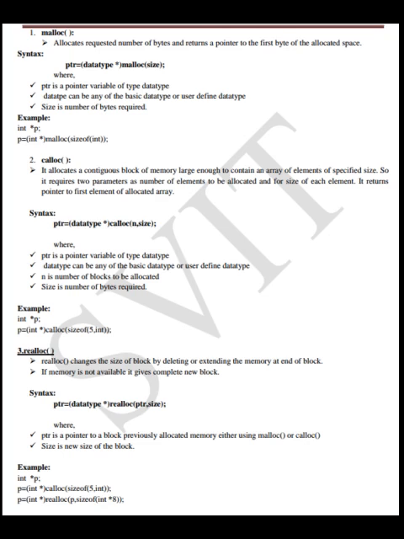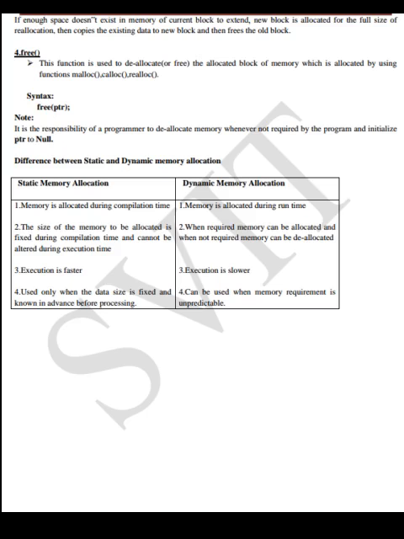See the example. If enough space doesn't exist in memory of the current block to extend, a new block is allocated for the full size of reallocation. Then it copies the existing data to the new block and then frees the old block.